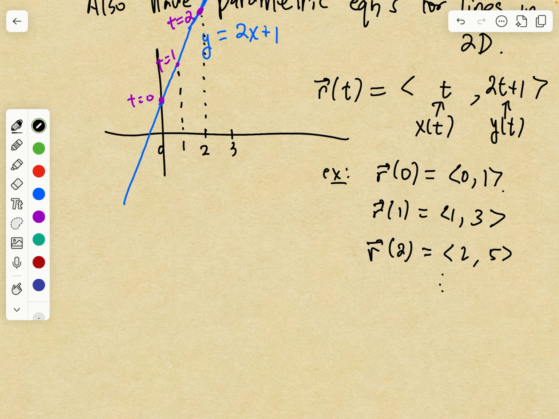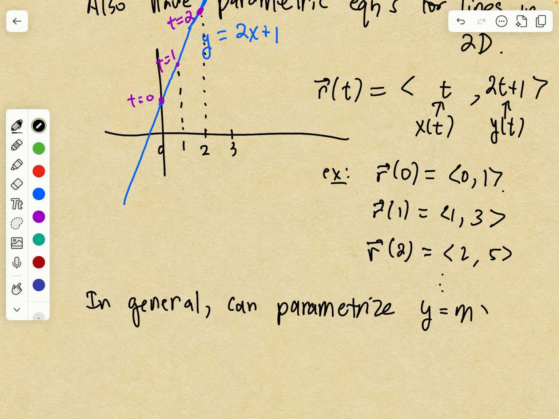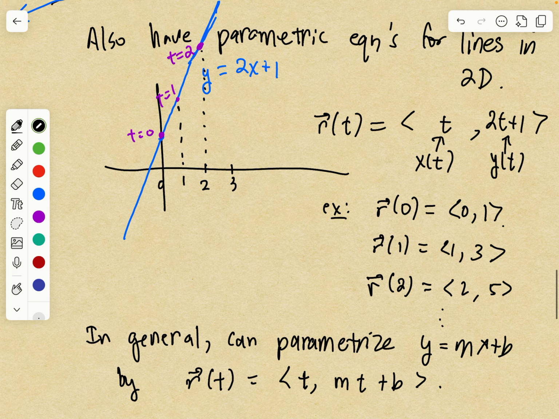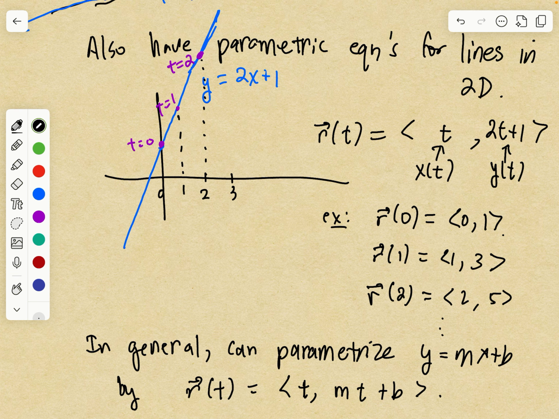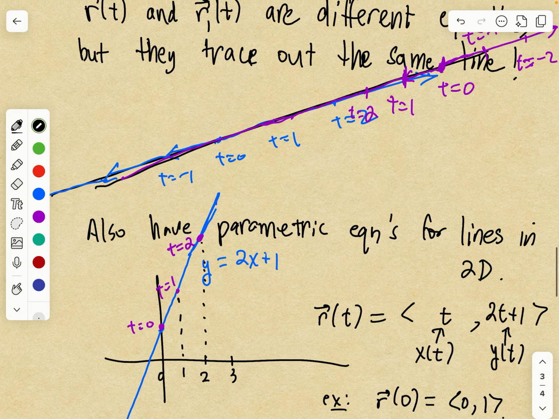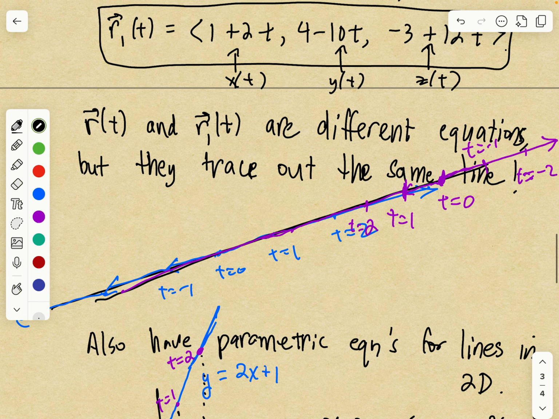In general, you can parameterize the line y equals mx plus b by r of t equals (t, mt plus b). So you can have parametric equations for lines in 2D. Now, is there something like y equals mx plus b for a line in 3D?